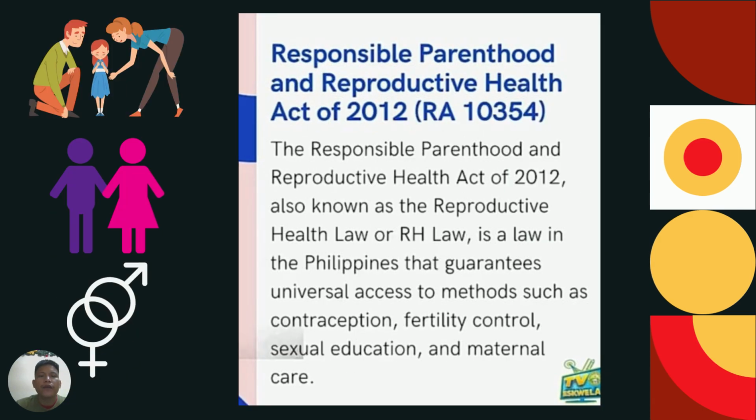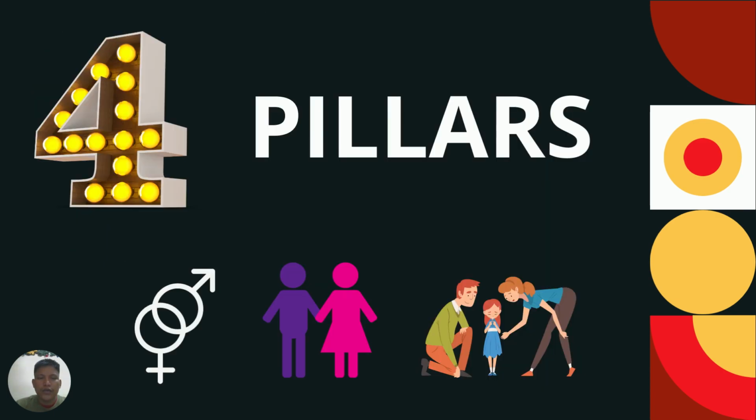Let's continue. The third act is the Responsible Parenthood and Reproductive Health Act of 2012, or Republic Act 10354. The Responsible Parenthood and Reproductive Health Act of 2012, also known as the Reproductive Health Law or RH Law, is a law in the Philippines that guarantees universal access to methods such as contraception, fertility control, sexual education, and maternal care.